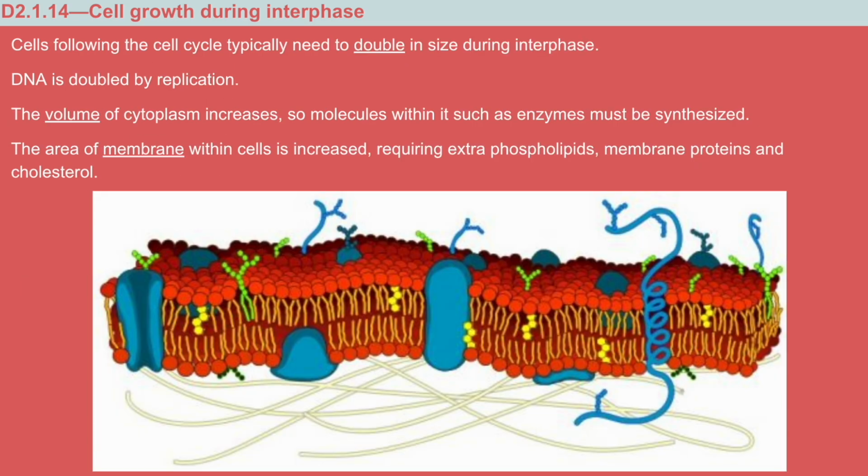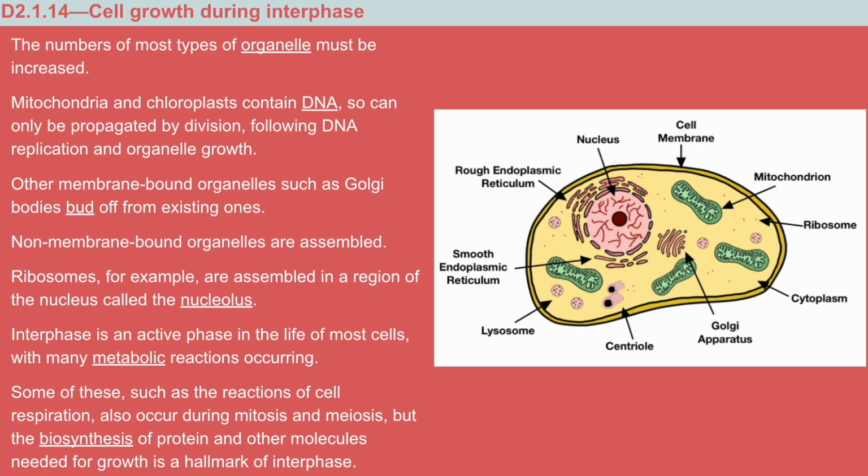Note cells following the cell cycle normally double in size during interphase. DNA gets doubled by replication, the volume of the cytoplasm increases, and the area of the membrane is increased. The numbers of most types of organelle have to be increased. Now, mitochondria and chloroplasts contain DNA, so they can do self-division. Other membrane-bound organelles, such as the Golgi bodies, bud off from existing ones. Non-membrane-bound organelles are assembled, like ribosomes. Ribosomes are assembled in a region of the nucleus called the nucleolus, which is this dark spot here.